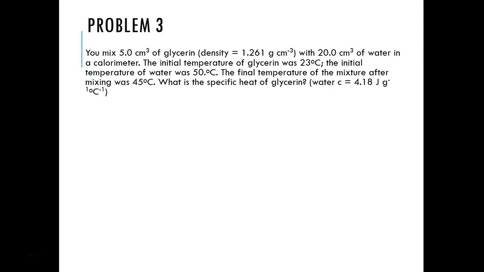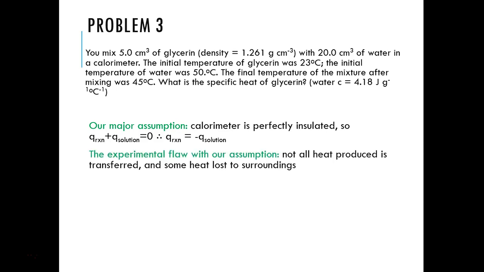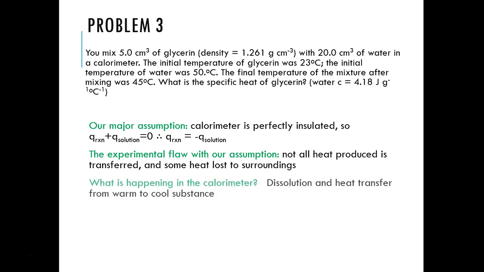We have the initial temperature for glycerin, which is 23 degrees Celsius. Initial temperature of water is 50 degrees Celsius. We have the final temperature of the mixture, and we're trying to find the specific heat of glycerin. Okay, so we're going to assume that the calorimeter is perfectly insulated. So the heat that is lost by the water is equal to the heat gained by the glycerin. Okay, not all of the heat that the water is losing is being transferred to the glycerin, though, so there is some heat lost to the environment.